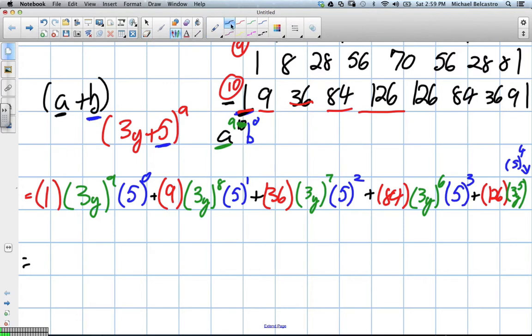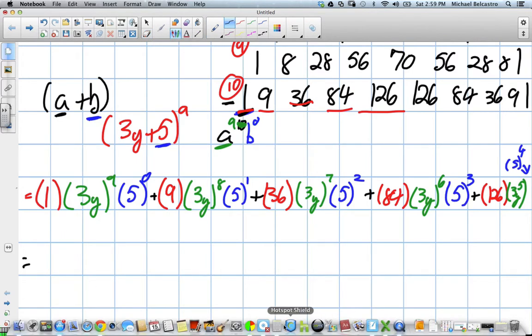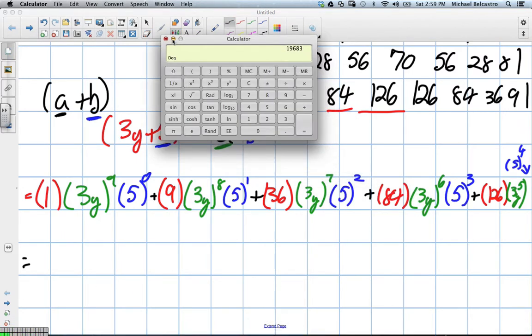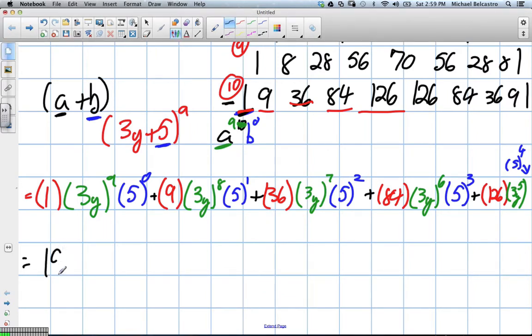So let's actually put that in. Do you remember what I said there? No. I don't either. 19,683 y to the 9. This becomes a value of 1, which is irrelevant for us.